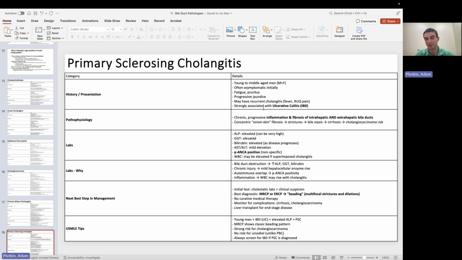I can't tell you how many times I've seen this question where the patient either has PSC and they ask you, what other disease might they have? Or the patient has UC and they ask it the other way. Like, what other disease might they have? PSC.